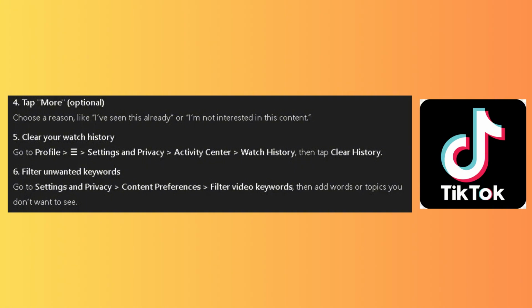Filter unwanted keywords. Go to Settings and Privacy, Content Preference, Video Filter Keywords. Then add keywords or topics that you do not want to see.